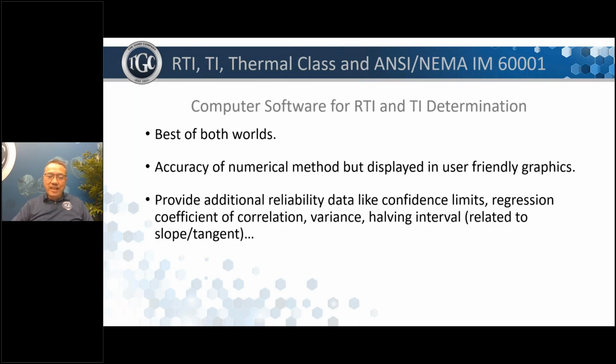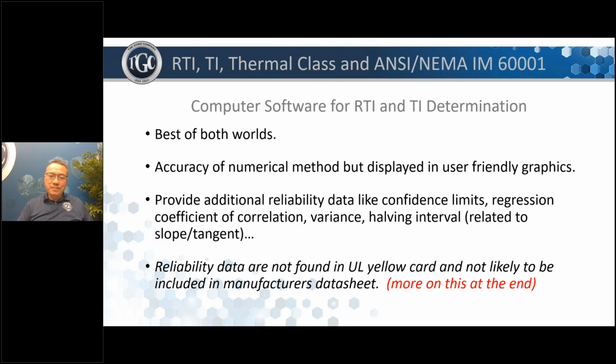And also, I mentioned that with any UL test, at any cycle, you cannot just test 1 or 2 coupons. You have to test a minimum of 5. Anytime you test 5, you get a lot of statistics. And then when you plot the regression line, you get a lot more statistics, like the correlation of regression and the confidence limit. The software will give you all those. Essentially, those are the reliability data of your RTI. If you get one, say on a yellow card, say 180 degrees C, how reliable is it? The yellow card doesn't tell you. It is all in the proprietary test data. I'll talk about it more at the end.